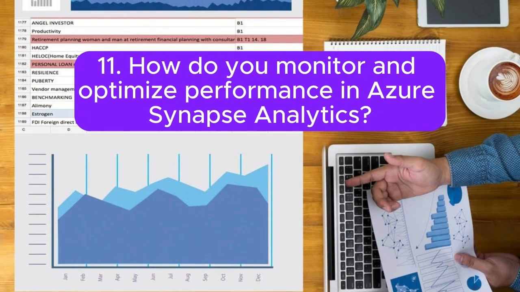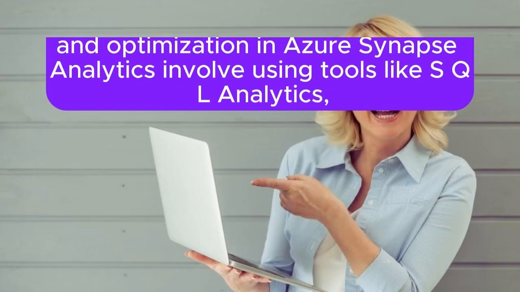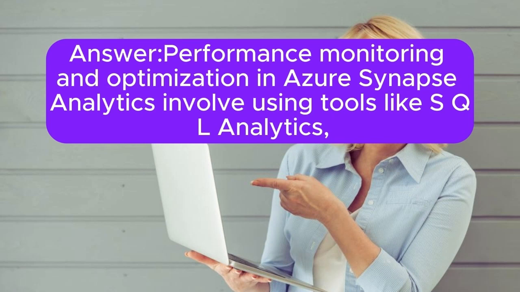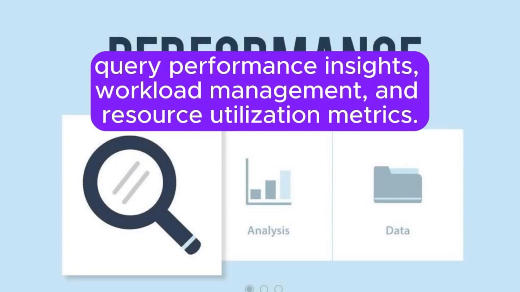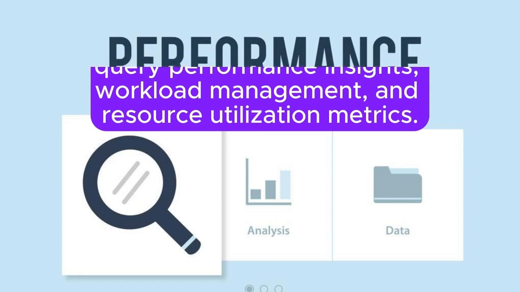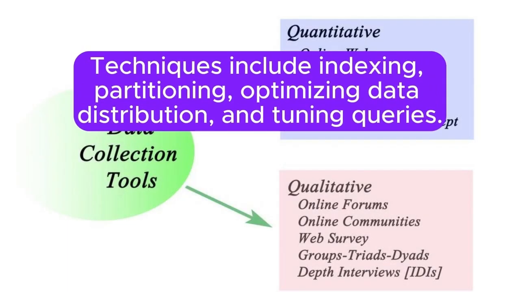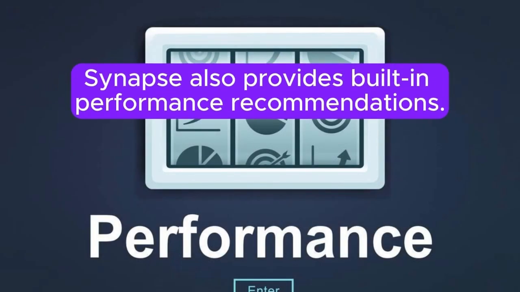11. How do you monitor and optimize performance in Azure Synapse Analytics? Answer: Performance monitoring and optimization in Azure Synapse Analytics involve using tools like SQL Analytics, Query Performance Insights, Workload Management, and Resource Utilization Metrics. Techniques include indexing, partitioning, optimizing data distribution, and tuning queries. Synapse also provides built-in performance recommendations.